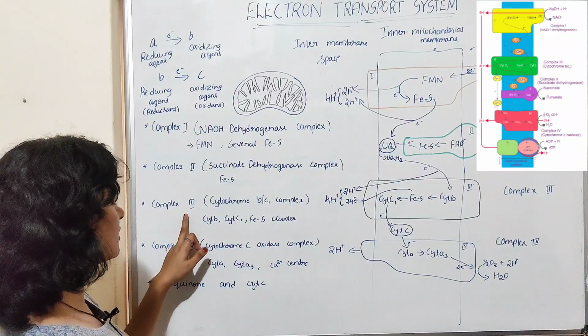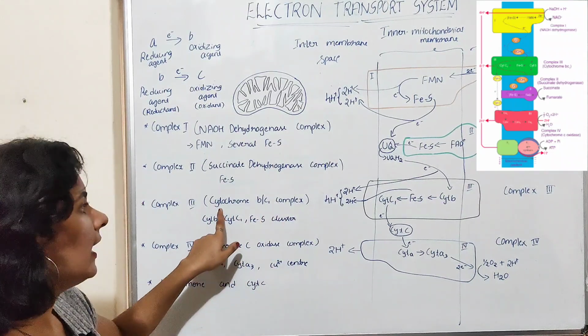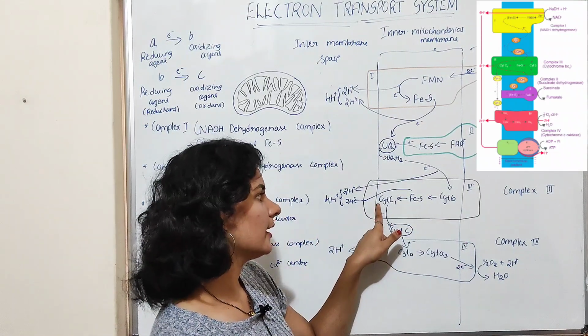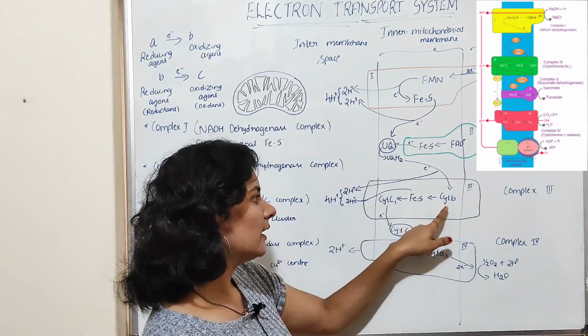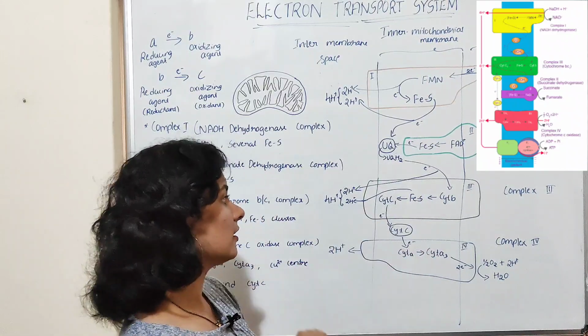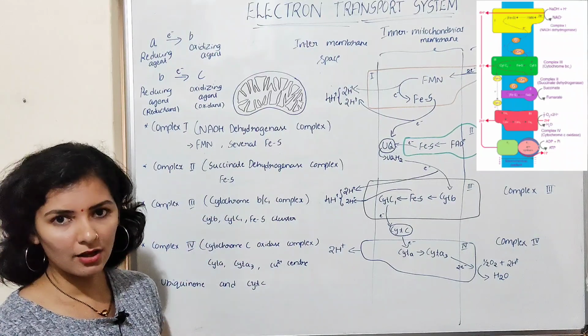Next one is complex 3, which is also called cytochrome b-c1 complex. As the name indicates, it consists of two types of cytochrome, that is cytochrome b and cytochrome c1. Along with that, it consists of iron sulfur cluster. So these three carriers group together to form complex 3 or cytochrome bc1 complex.